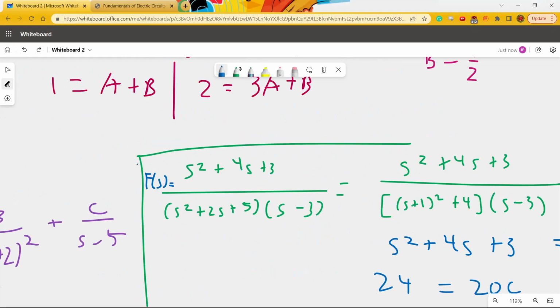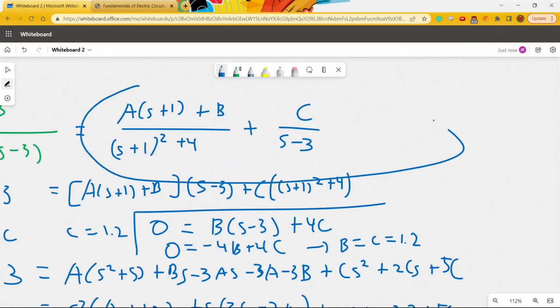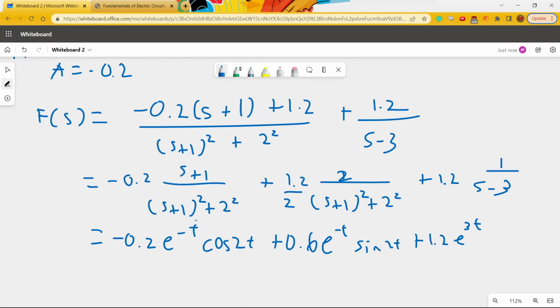-0.2. So if f of s once equaled this insane monstrosity, f of s now simply equals, comparing to this original form of the equation, -0.2 times s plus 1 plus 1.2 over s plus 1 squared plus 2 squared, plus 1.2 over s minus 3, which can be Laplace transformed as follows. We split this up into -0.2 times s plus 1 over the quadratic, plus 1.2 times 1 over the quadratic. I introduced a 2 in the denominator and numerator because you need that for the Laplace transform, plus 1.2 times 1 over s minus 3. Of course this transforms into this, and this transforms into 0.6, of course, e to the negative t sine 2t, and this transforms into 1.2 e to the 3t, and we are done.